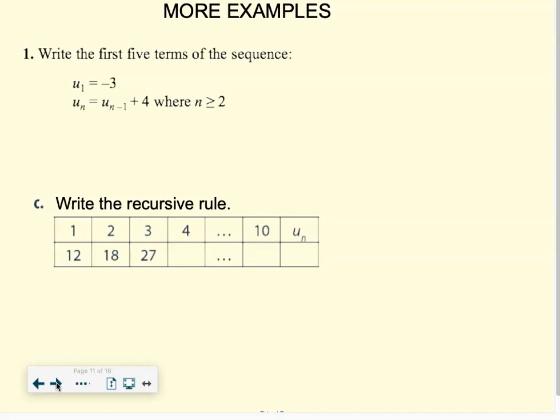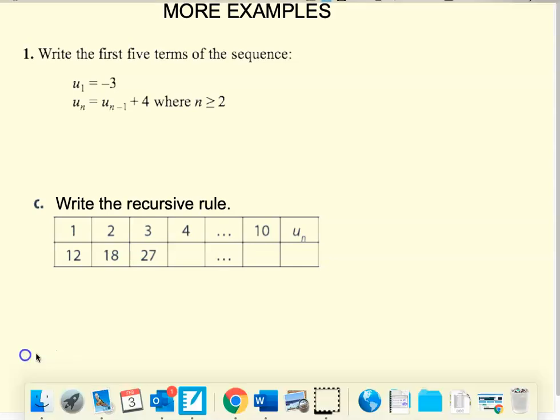So first one, just write the first 5 terms down on paper. Second one, I want you to find the rule. I want you to write the rule for this sequence. So take a minute. You're going to have to determine if they are arithmetic or geometric or one of each. I'm going to pause the video.